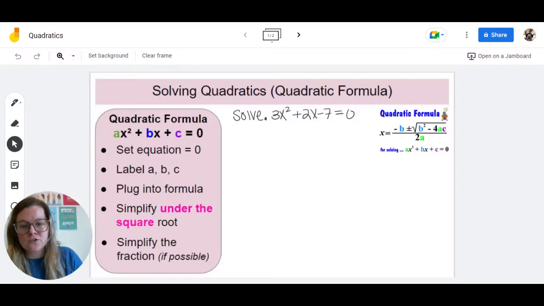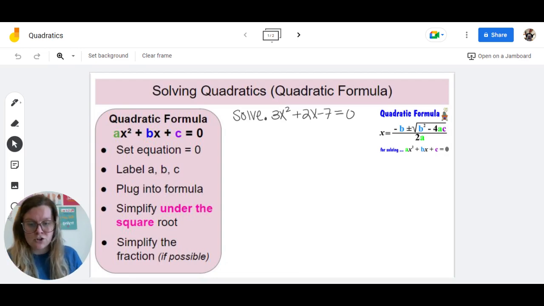All right, let's look at this quadratic. We have 3x squared plus 2x minus 7 is equal to 0. I see that I have that middle term here, that x term, so I know that I can factor. I'm going to try and factor. When I do my t-chart, it doesn't work, so that tells me I have to use the quadratic formula. So let's use the quadratic formula on this.